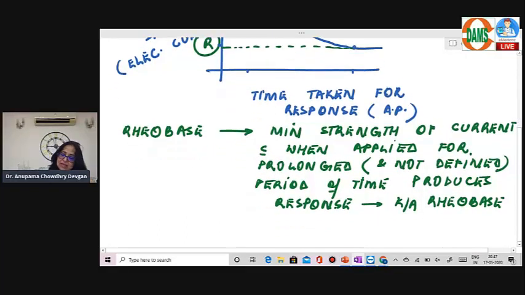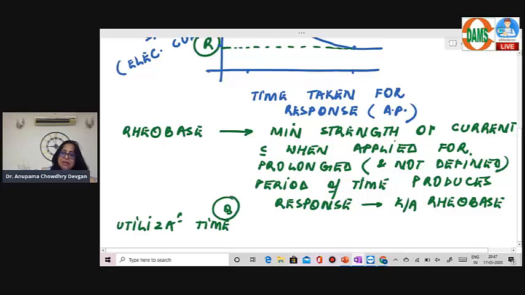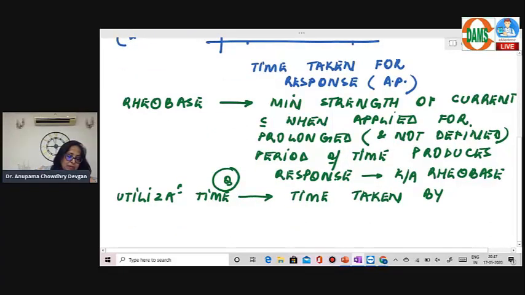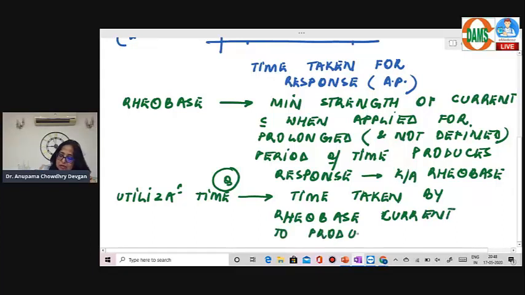Second important definition which has been asked as a question in your exam, and that is utilization time. What is utilization time? Utilization time is the time taken by a rheobase current. Time taken by a rheobase current to produce a response. That is known as utilization time.